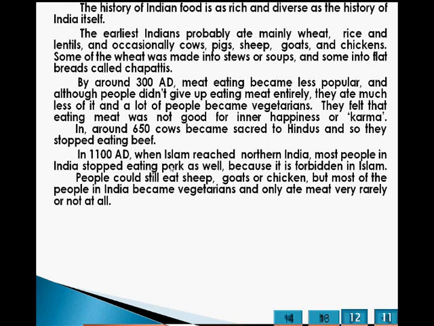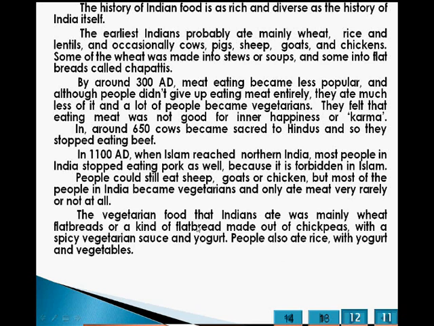So in the other paragraph, Hindus stopped eating beef, and Muslims stopped eating pork. People could still eat sheep, goats, or chicken, but most of the people in India became vegetarians and only ate meat very rarely or not at all. So some of them stopped eating, as we said, beef. Others stopped eating pork, and they could still eat sheep, goats, and chicken. But again, most of the people became vegetarians. Let's have a look at the coming paragraph.